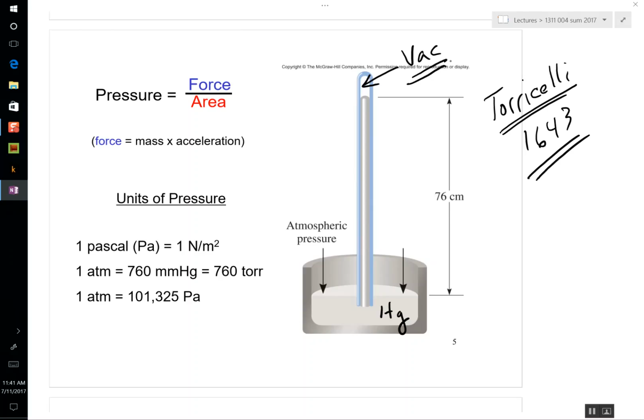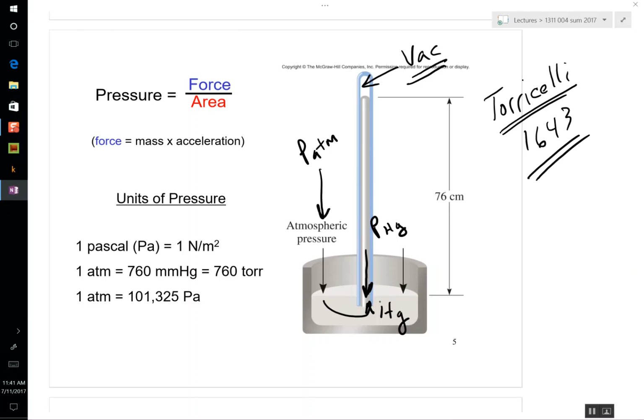Why does it stop? Because that's the pressure of the mercury, and this is the pressure of the atmosphere. So when those two pressures are equal, the atmosphere is pushing this way as hard as the mercury is pushing in the opposite way. It stops falling. You follow that? Does that seem reasonable, logical?